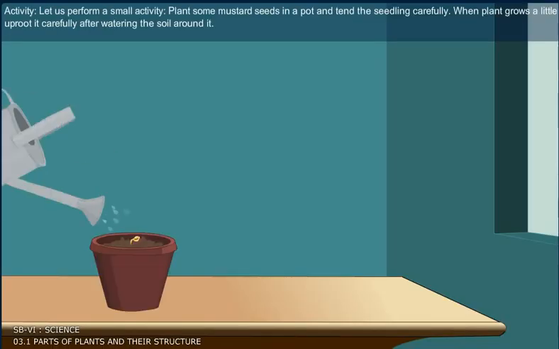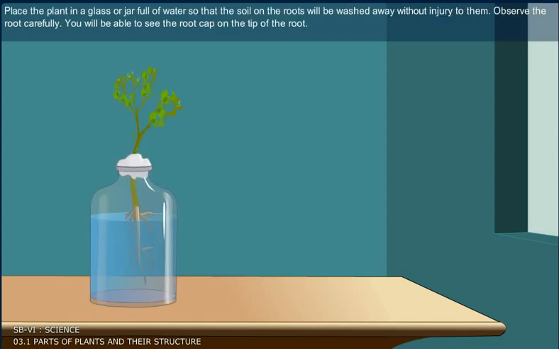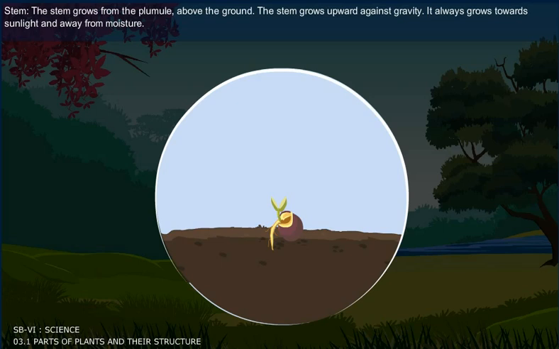Activity. Let us perform a small activity now. Plant some mustard seeds in a pot and tend the seedling carefully. When the plant grows a little, uproot it carefully after watering the soil around it. Place the plant in a glass or jar full of water so that the soil on the root will be washed away without injury to it. Observe the root carefully. You will be able to see the root cap on the tip of the root.